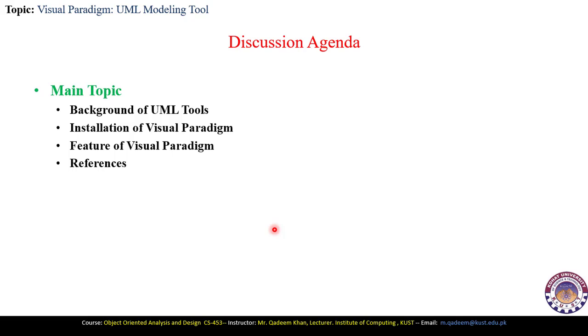This is the discussion agenda. It contains the topics of the background of UML tools. Here we will provide you the history of UML and then the installation of visual paradigm, where you can learn how to install it, also the link which will be used to download visual paradigm. Then, importantly, the features of visual paradigm. These are the unique features which make it very attractive for creating unified modeling language diagrams. And at the end, of course, we have the book references as well as web references.